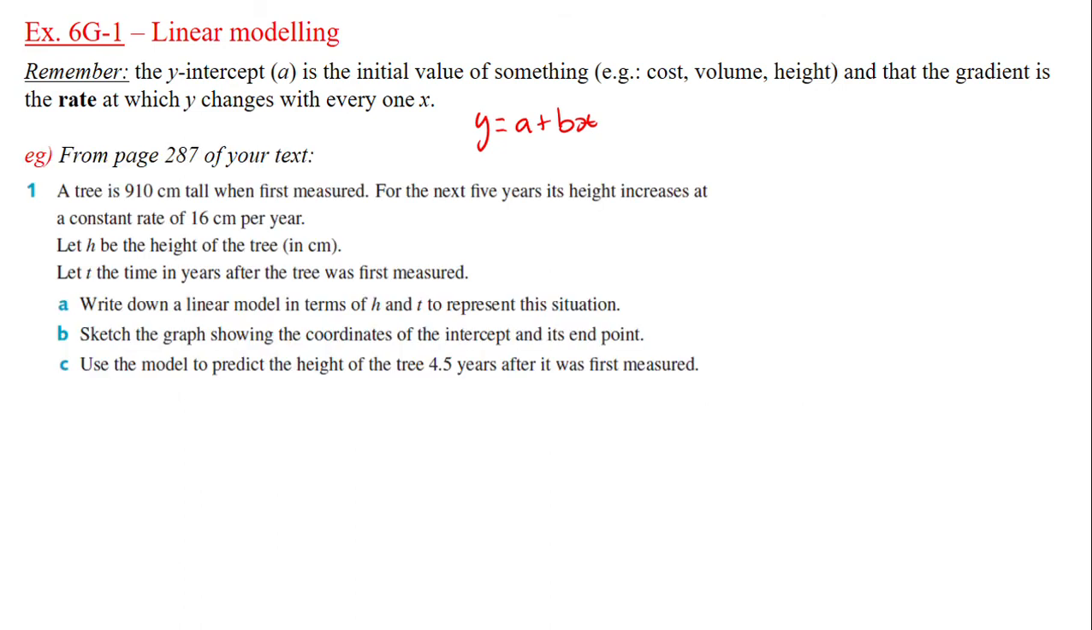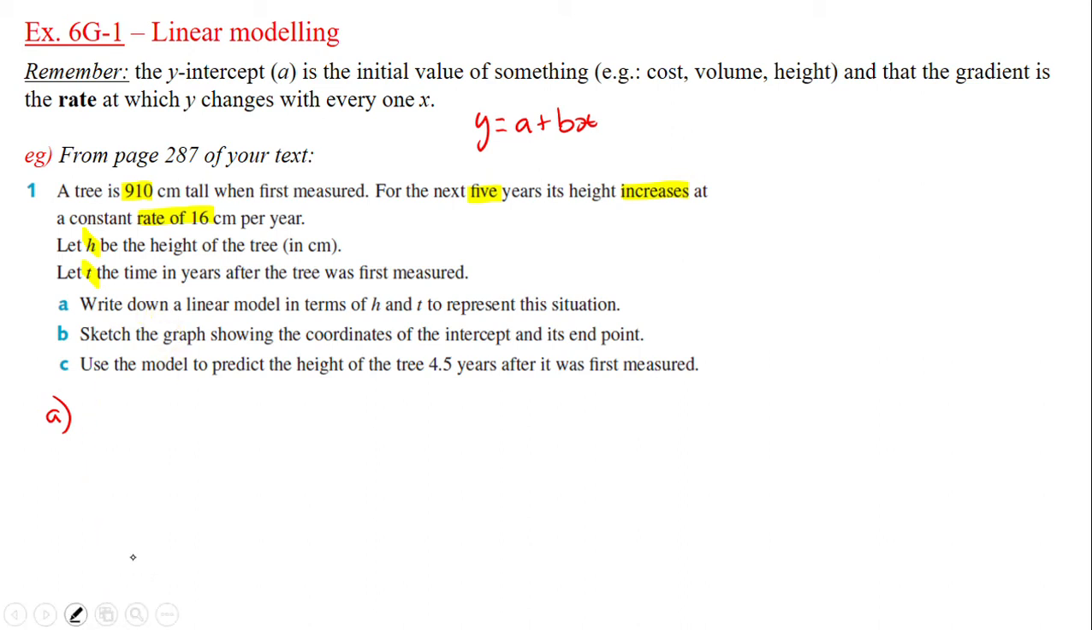As a worked example today, I'm going to go through question 1 from this exercise in your textbook. I'm going to do this one for you, okay? And I'm going to highlight some things as I go, just because you can do that if you like. So a tree is 910 centimeters tall when first measured. For the next 5 years, its height increases at a constant rate of 16 centimeters per year. We're letting h be the height of the tree in centimeters and time be t in years, okay?